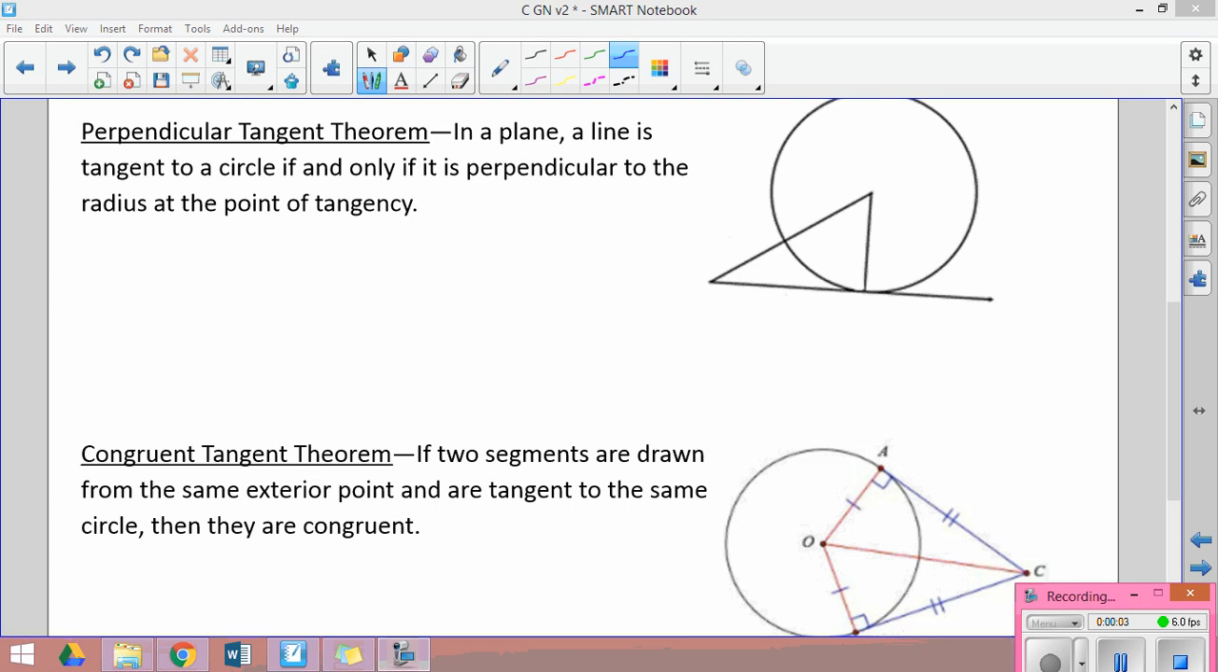So a couple more interesting things can happen with circles. This next theorem is the perpendicular tangent theorem. It says a line is tangent to a circle if and only if it is perpendicular to the radius at the point of tangency. So some new vocab words.